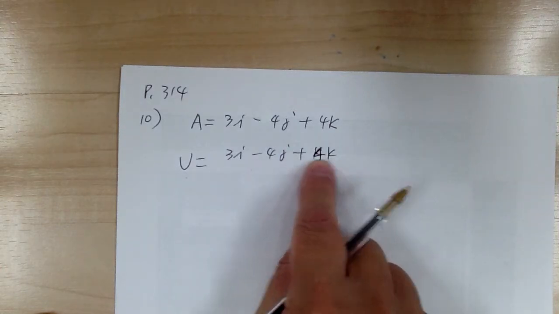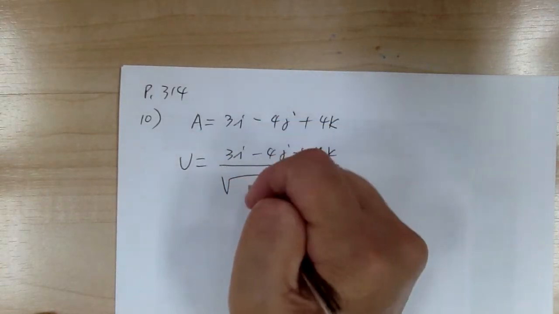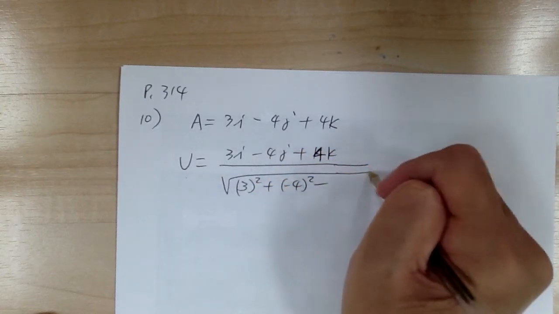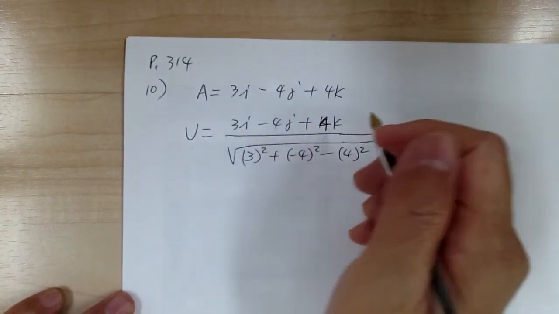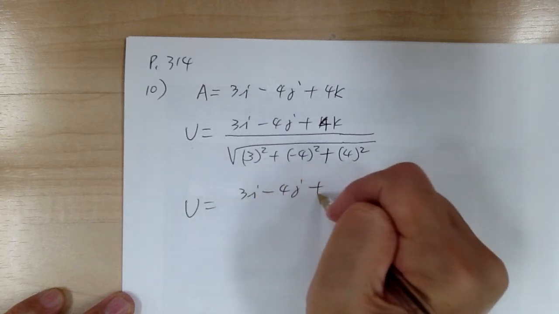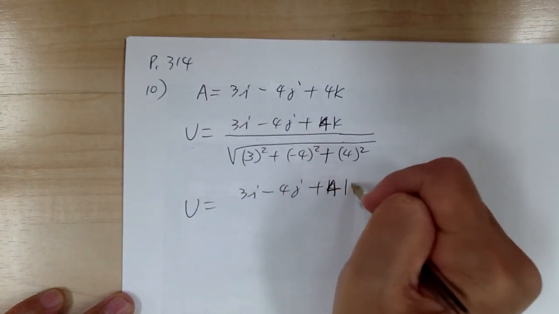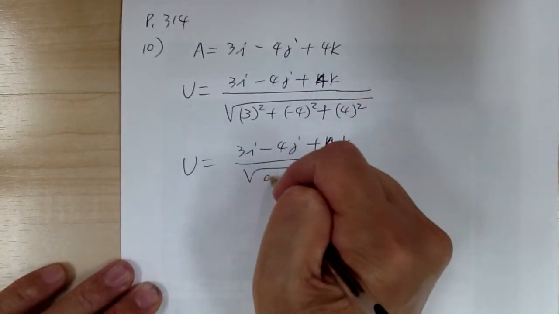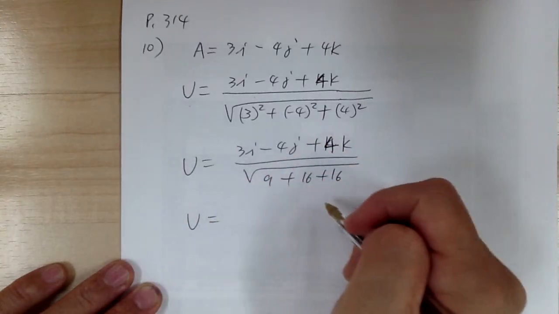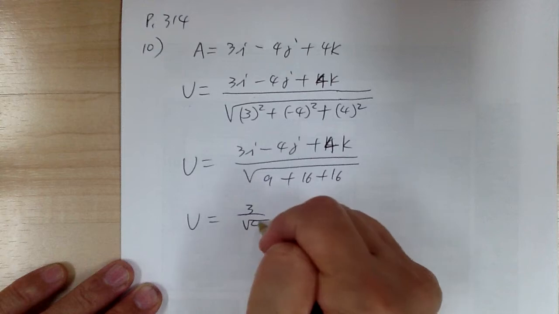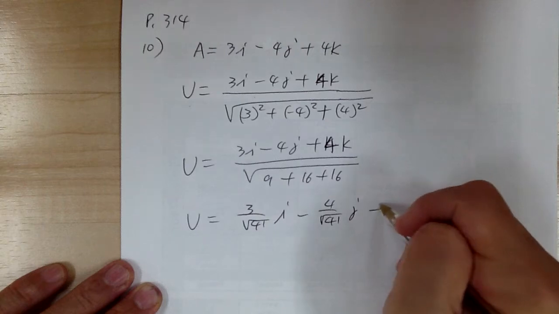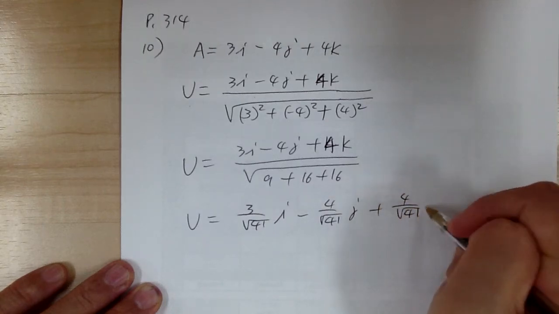This is not a length of 1, so to get a length of 1 you divide by its length. So use your Pythagorean theorem for three dimensions. Just work out the math. You get 9 plus 16 plus 16. So you're going to get 3 over square root of 41 i minus 4 over square root of 41 j plus 4 over square root of 41 k.